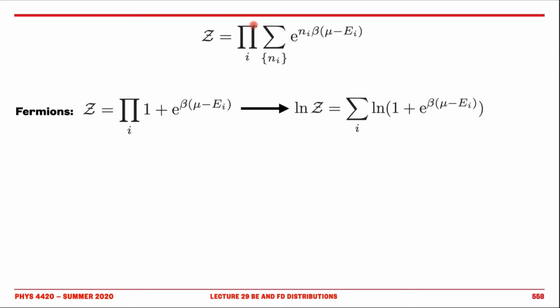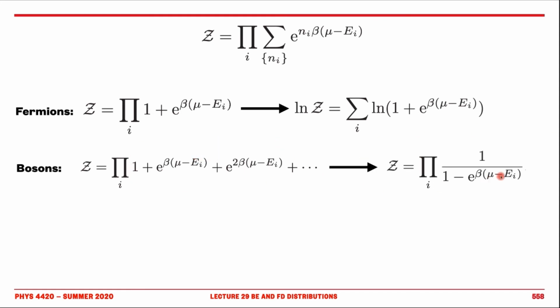Why we wanted to swap the product and the sum is because the logarithm of a product is just the sum of the logarithm, which is of course very convenient. And then we can do the same for bosons. Here for boson, of course, the sum goes from 0 to infinity. And we have another geometric series which can be calculated also pretty straightforwardly. Again, I keep the product here.